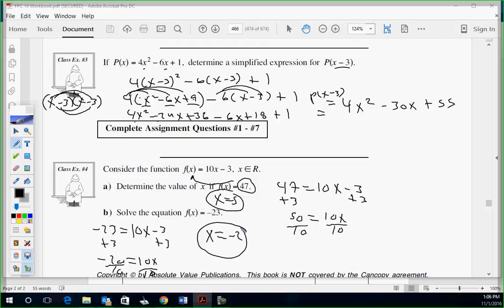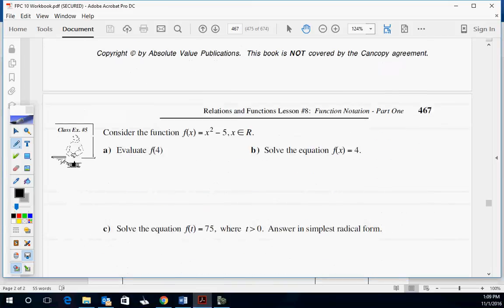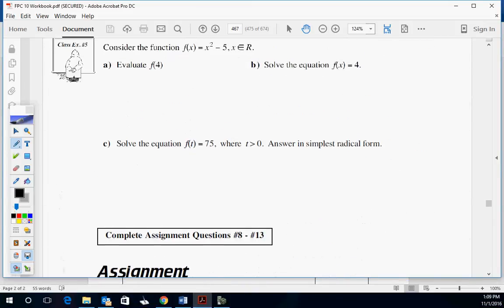Okay. Let's see here. Okay, just got one more thing here.